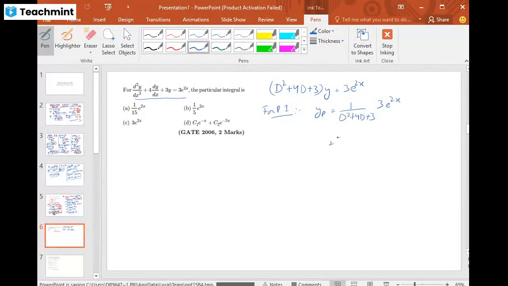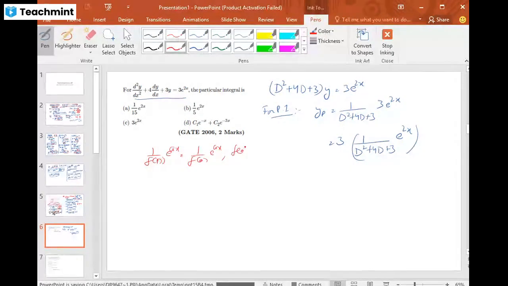Use the linearity property like the other operator. This operator also holds the linearity property. So 3 is taken outside, and now we are left with the exponential function. Now it is of the form 1 upon f of D e^ax. This is 1 upon f of a e^ax, provided f of a is not equal to 0. So use this property here. What is a? It is 2. This is 2 square plus 4 into 2 plus 3, e^2x.